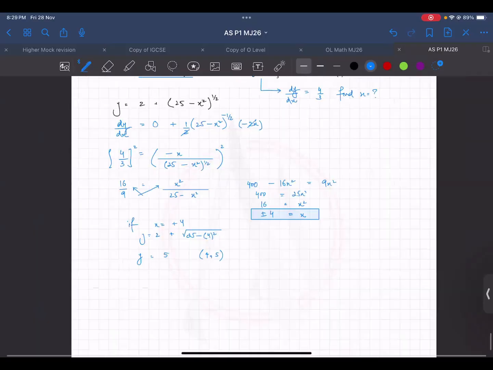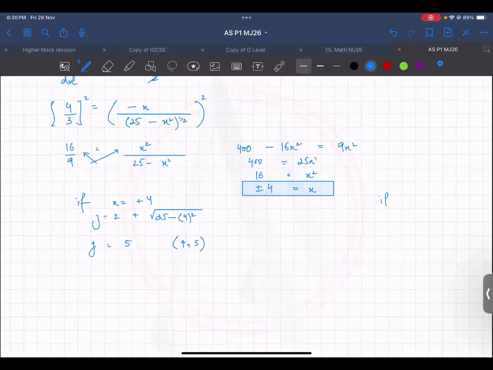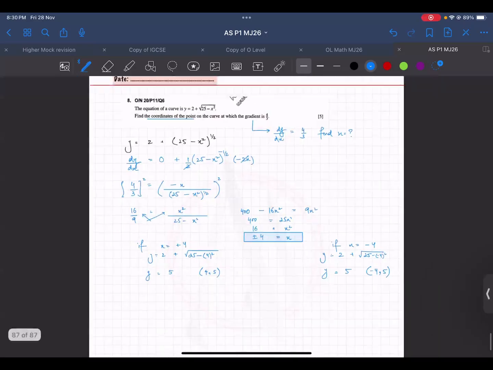And the other coordinate will be if your x value is equal to minus 4. You will get the same answer, because minus 4 squared and plus 4 squared will be the same thing. So y comes out as 5. So the other coordinate is minus 4 comma 5. This is the answer. That's why they called it coordinates of the point. So there are two coordinates. This is the answer. 5 marks.